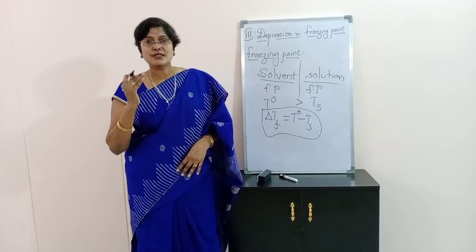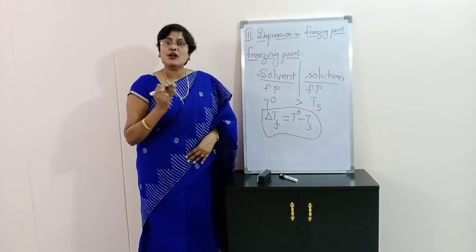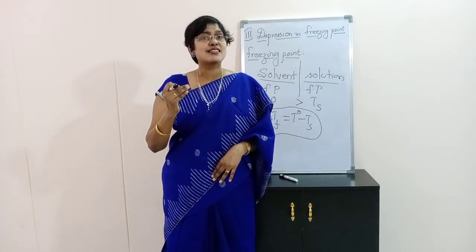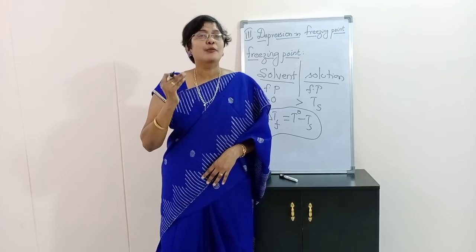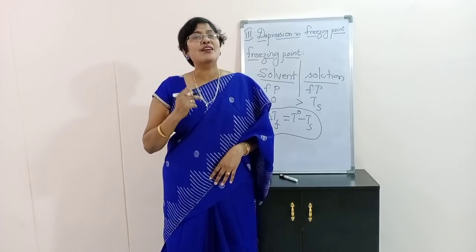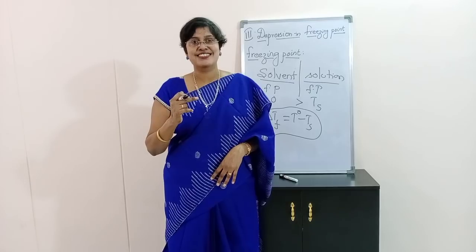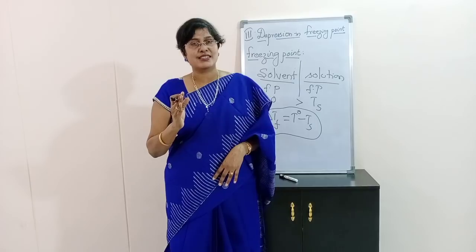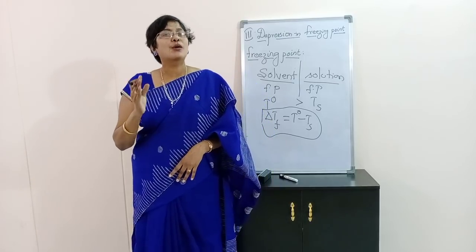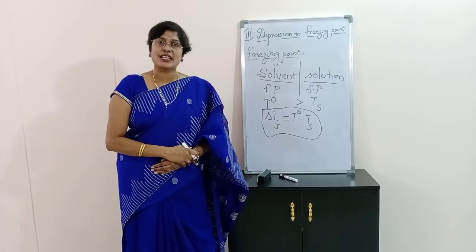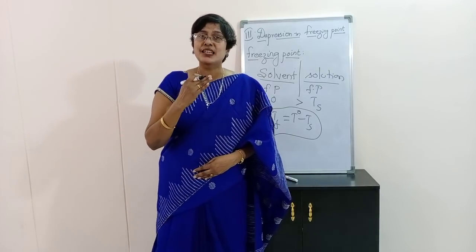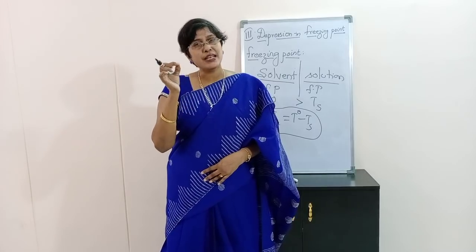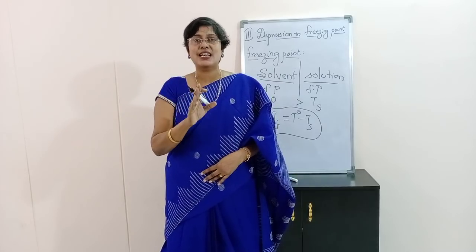Okay? Now, as we all know, this is a colligative property, and the purpose of a colligative property is to determine molecular weight of a non-volatile solute. You all remember this point, I guess, students, right? It is used to determine molecular weight of a non-volatile solute. Now we will learn how to determine molecular weight of a solute from delta TF.